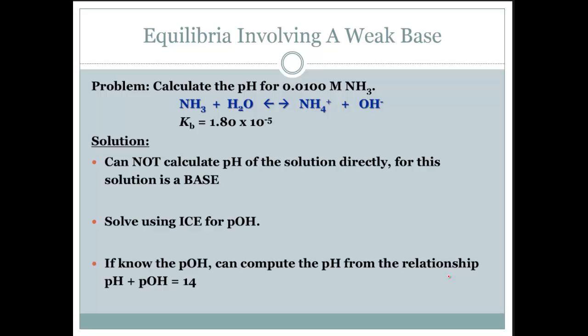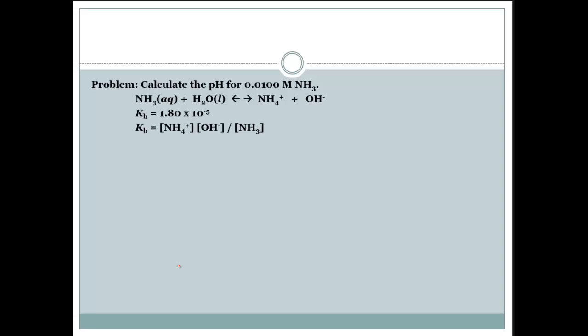So let's talk about the weak bases. So we want to calculate the pH for 0.01 molar NH3. We cannot calculate pH from the solution directly because this is a base. That gives us the information for OH, not H. If we know the pOH, however, we can compute the pH from the relationship of pH plus pOH is equal to 14. So we can start it with the ICE table.